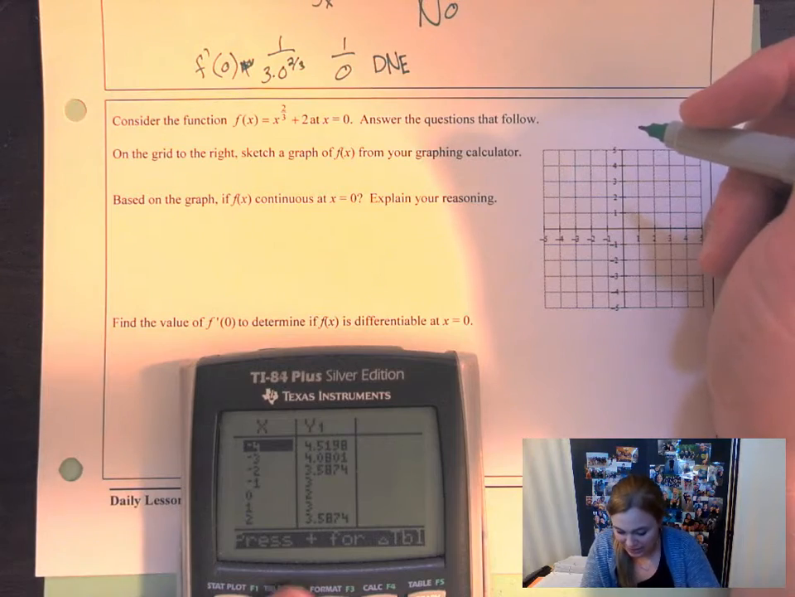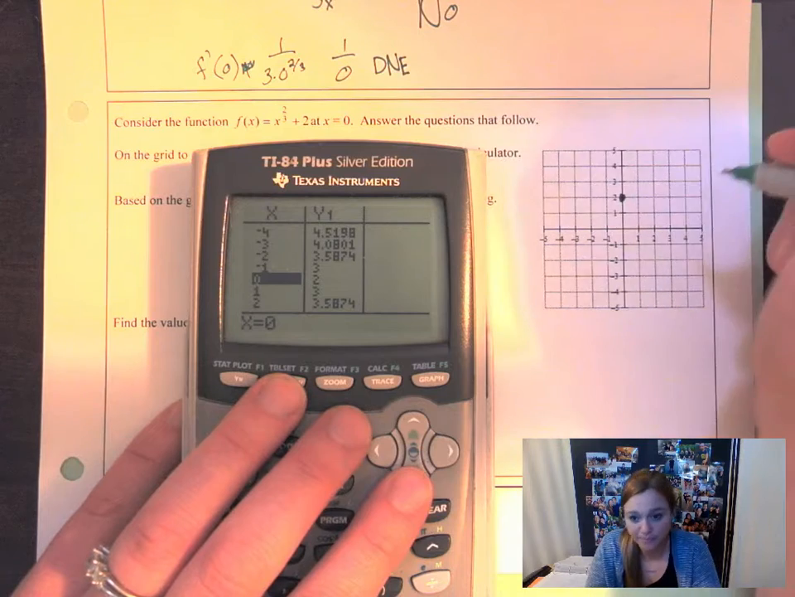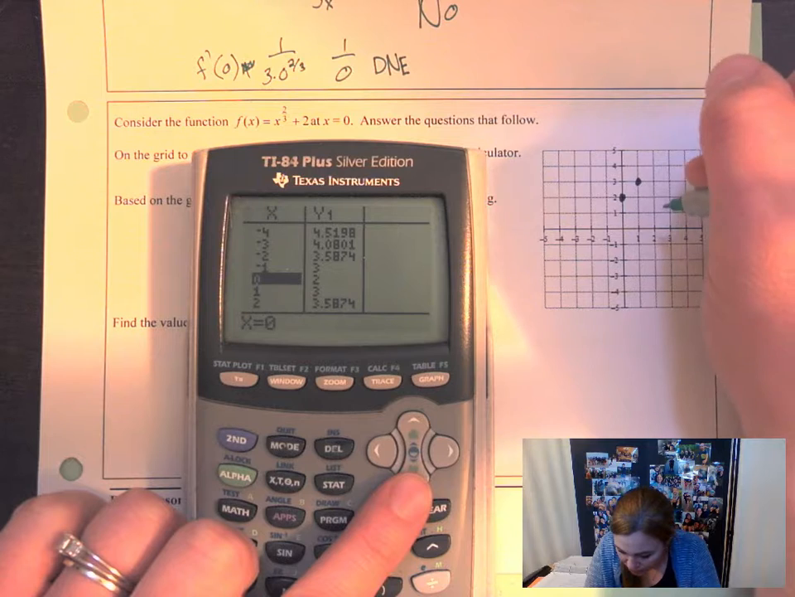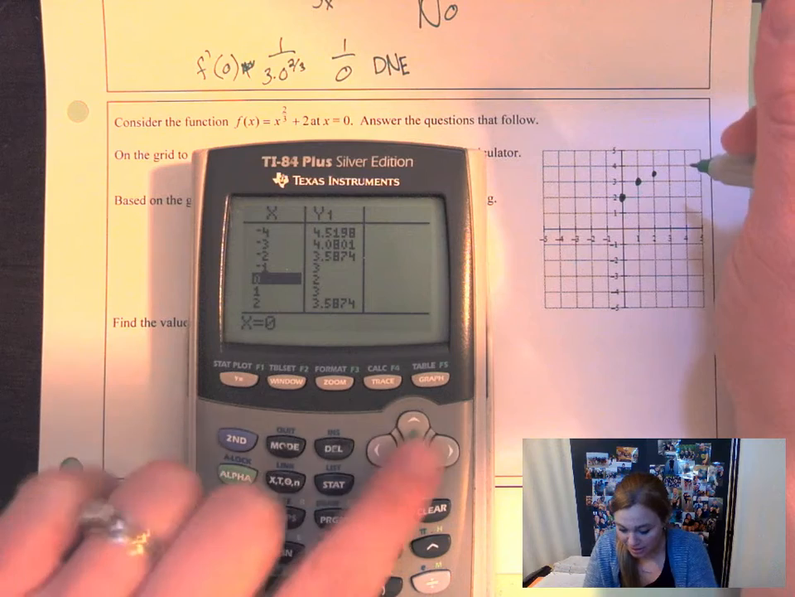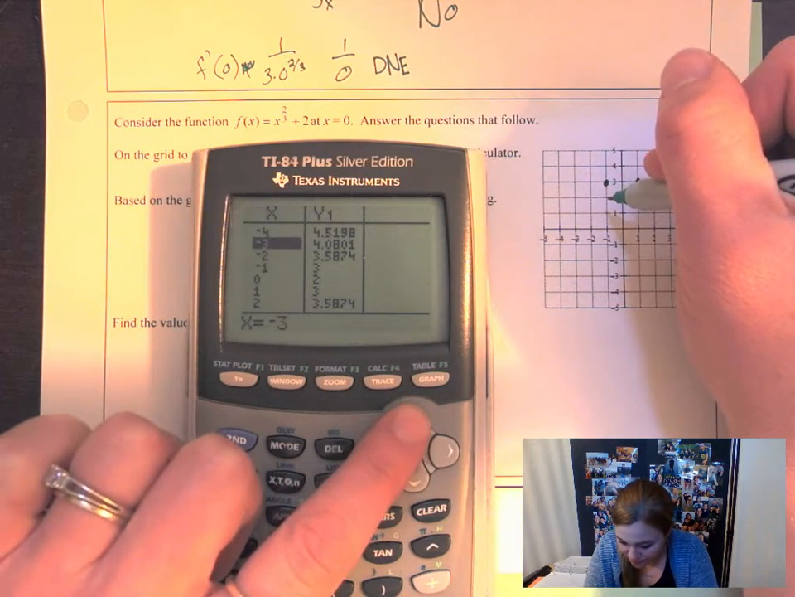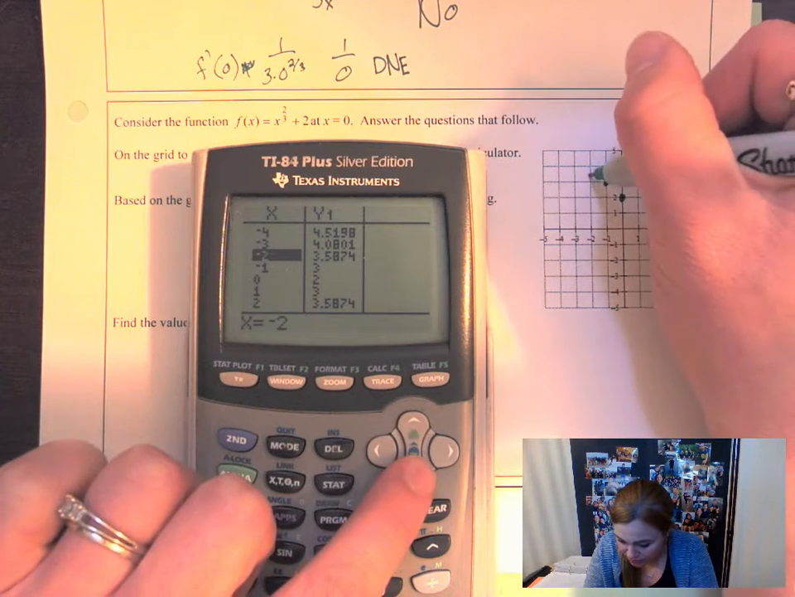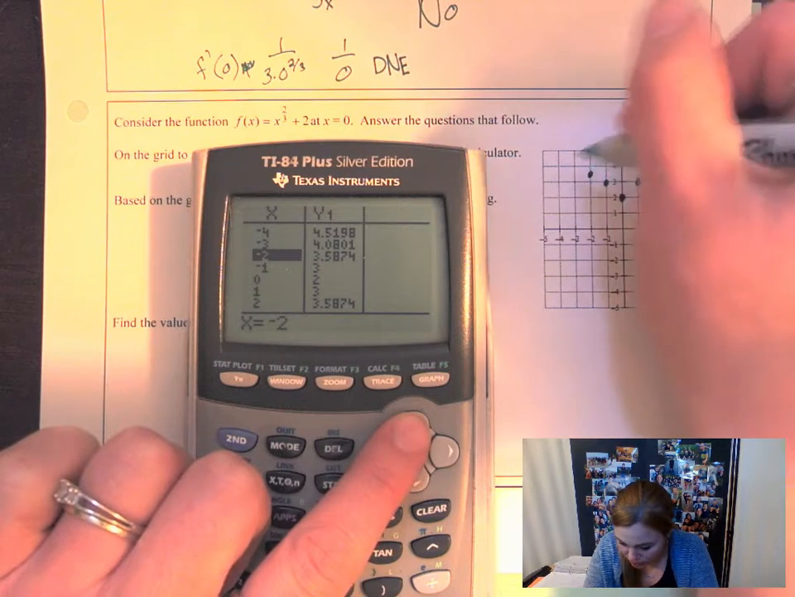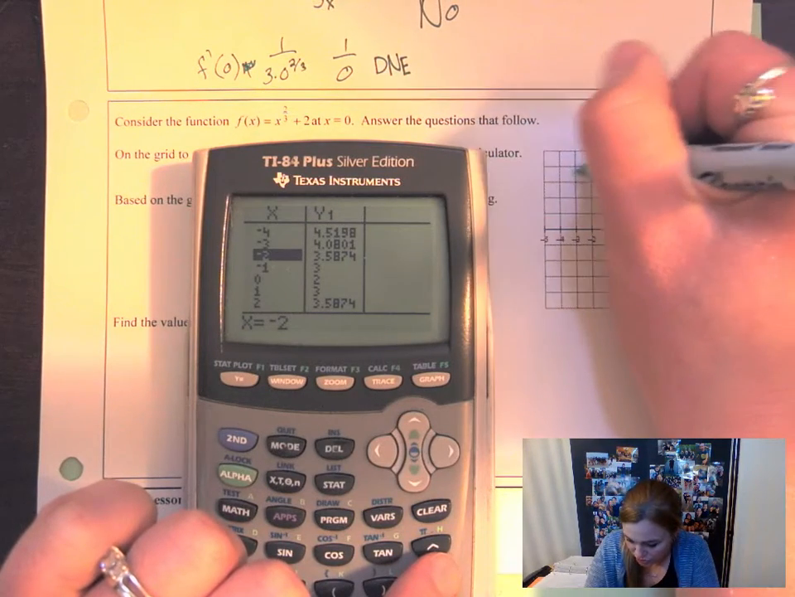If I find some values in here, at 0, 2, that's one point. Another point on my graph is at 1, 3. Another one is at 2, 3.5. And this one's at negative 1, 3. What's another one? Negative 2, 3.5. Negative 3 is 4 point something. I don't even need that one. So it's drawn like this.